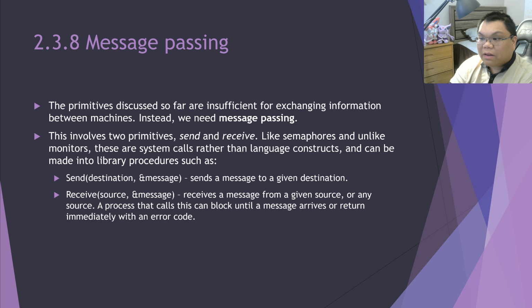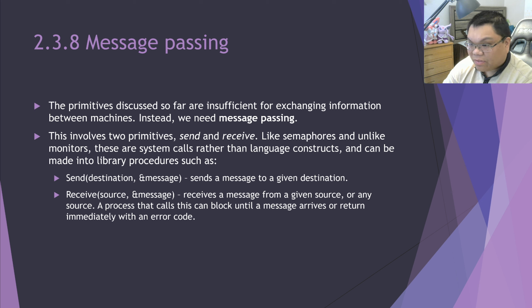So we need two primitives, send and receive. One sends the message to a given destination, the other receives a message from a given source, or any source. Like semaphores and unlike monitors, these are system calls rather than language constructs, and we can make them into library procedures. Send, as I said, sends a message to some destination, receive receives a message from a given source. A process that tries to call receive can block until a message arrives, or it can return immediately with an error code.